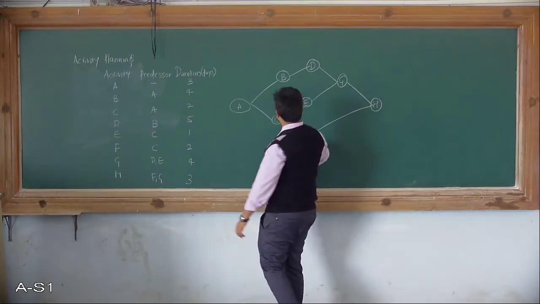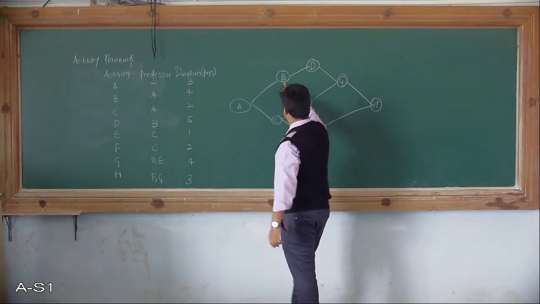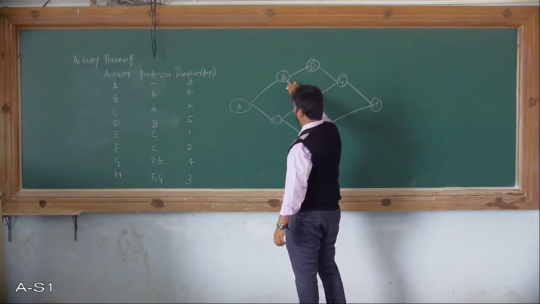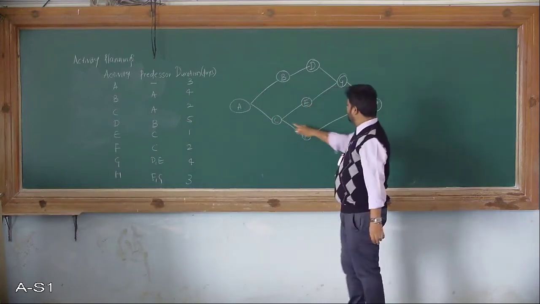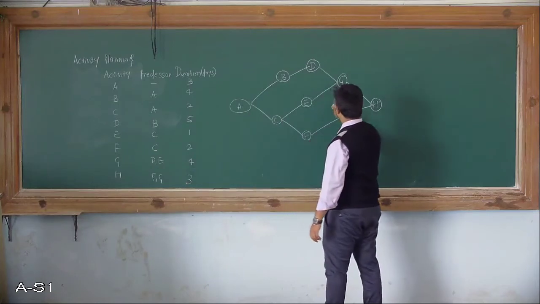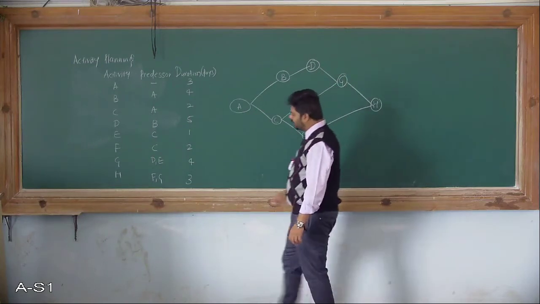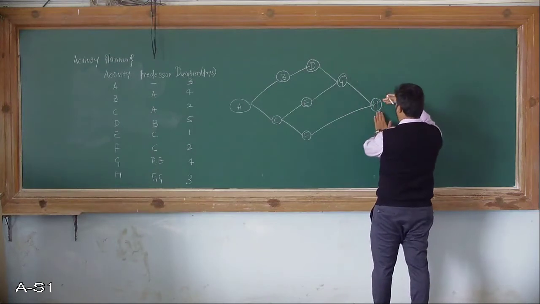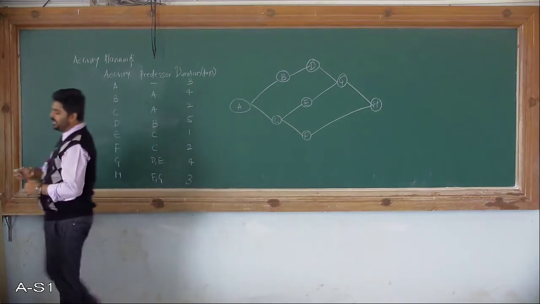Then activity D: you can observe it is going to take some input from, or is followed by, B. So D is followed by B. Similarly, E and F are followed by C. Then D and E belong to G, that is the predecessor, so D and E are followed by G. Then F and G are followed by H. So this is the precedence of that particular activity.